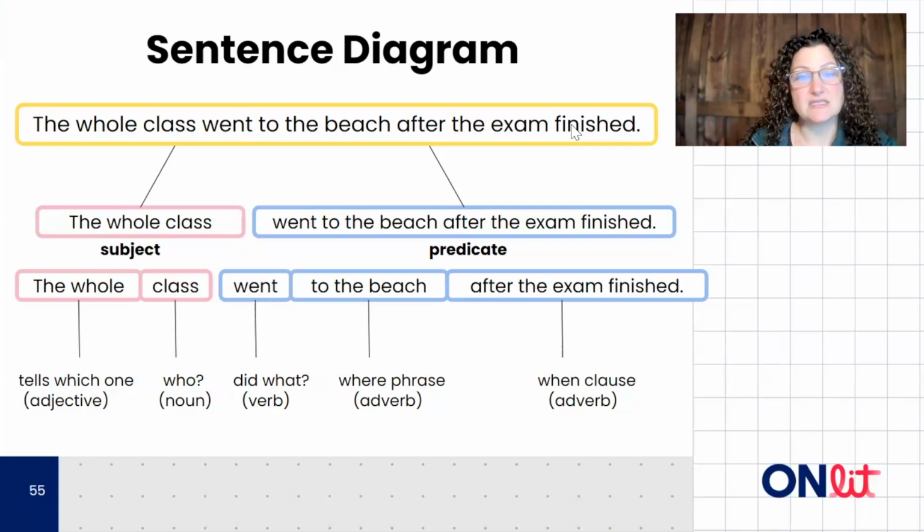The amazing thing about sentences, words, phrases, and clauses is that the same ideas can be expressed in different ways. Once students are comfortable with where and when phrases, they can experiment with moving these syntactic structures around within the sentence. For example, the when clause can be rearranged in the sentence to create a new sentence. After the exam finished, the whole class went to the beach. When students are given opportunities to build, create, and modify sentences, they increase their syntactic awareness, and this allows them to not only write better sentences, but untangle complex sentences in their reading.